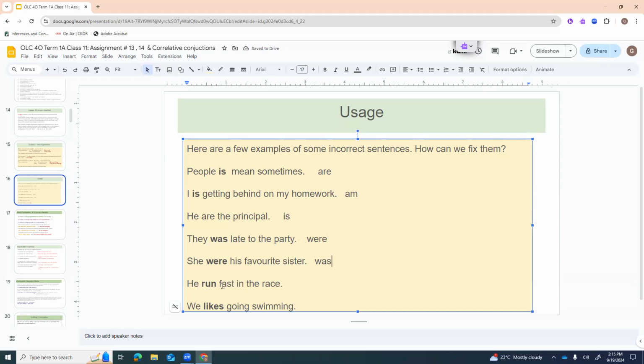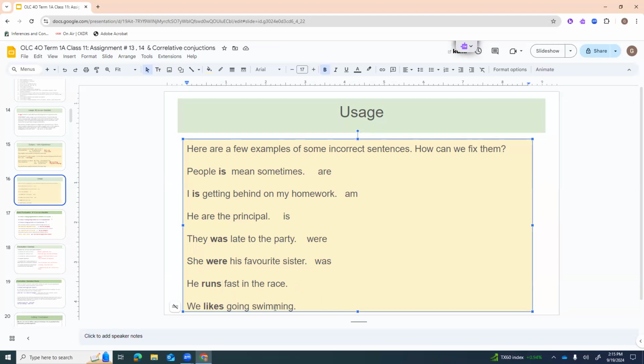He run fast in the race. Here I would add an S. I don't know if we talked about this. He runs fast in the race. For some strange reason in English, the singular version, we always add an S to the verb. The plural version of the verbs, we never do. That's probably one of the trickiest things about English.